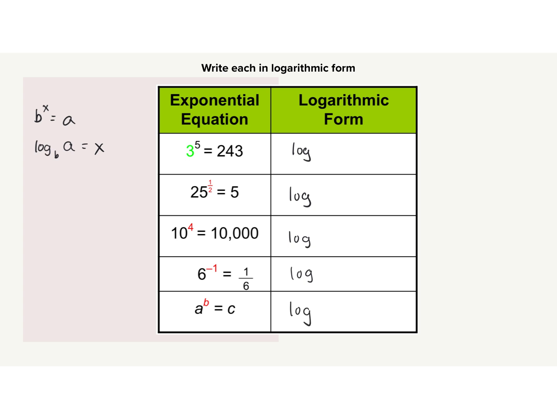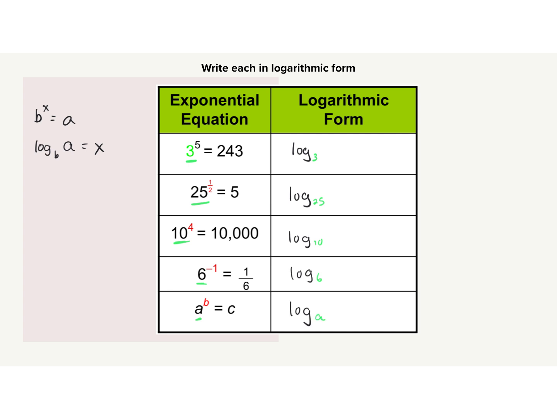Now, after you write log for 1, 2, 3, in this case all of them, let's figure out what the base is going to be. The base is going to be this number right here, for all of them. So we're going to go ahead and write 3. We'll write the other ones as we keep going, but I'm just identifying what each one is. So 25, 10, 6, and a.